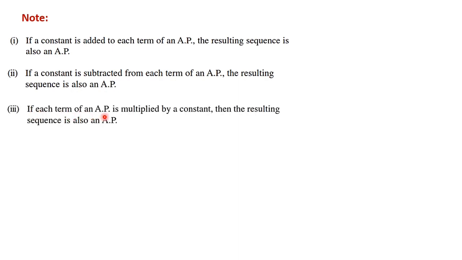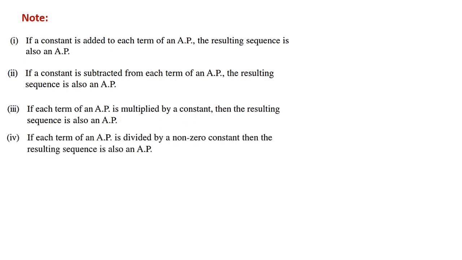If each term of an AP is multiplied by a constant, then the resulting sequence is also an AP. And if each term of an AP is divided by a non-zero constant, the resulting sequence is also an AP. So if you add to, subtract from, multiply, or divide each term by a constant, the resulting sequence is an AP.